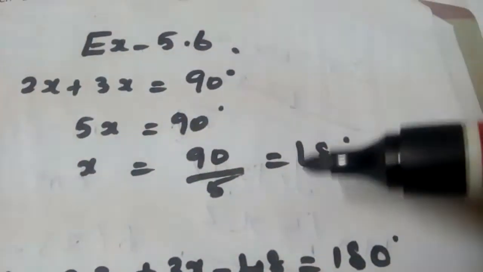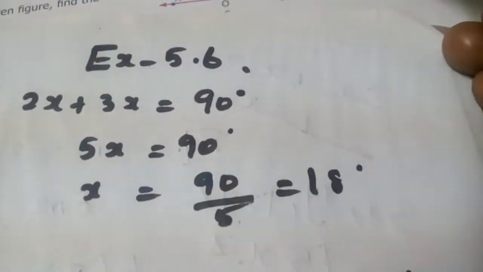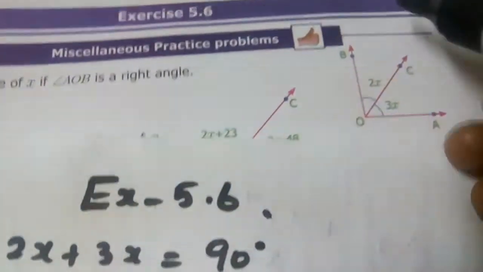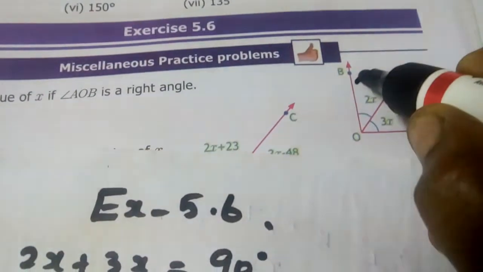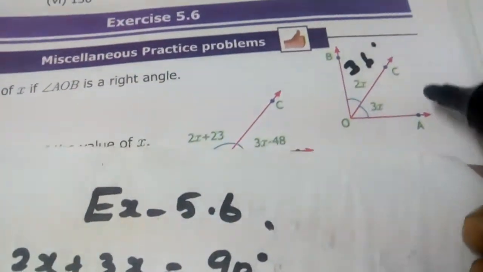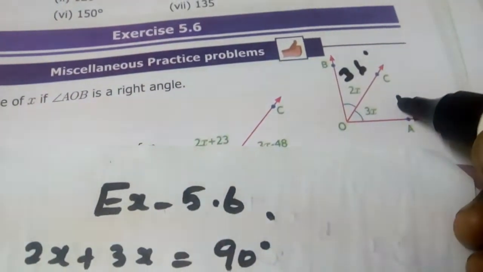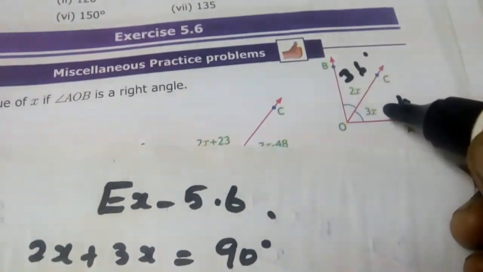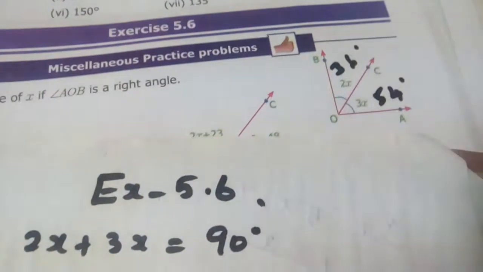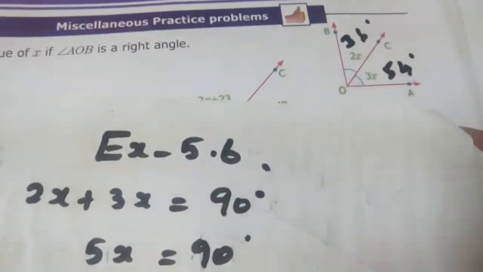After finding this, you can write what is 2x: 2 into 18. 2 into 18 is 36 degrees, right? So you can write here this is 36 degrees. And what is the value of 3 into 18? It is 54 degrees. So 2x and 3x we wrote.